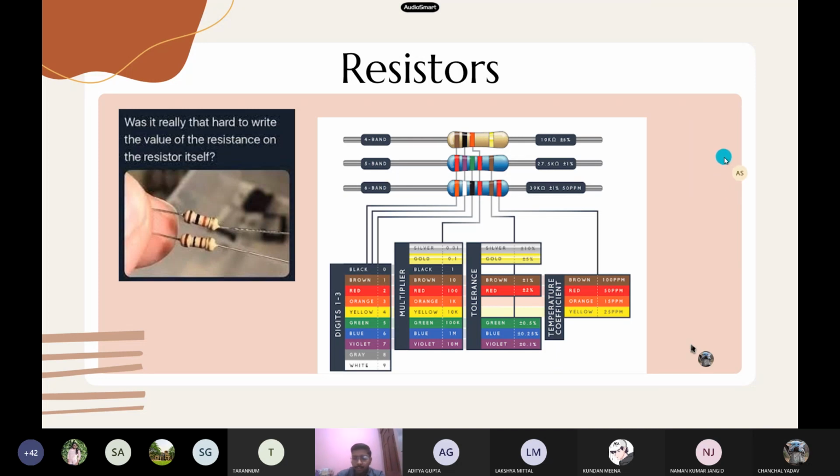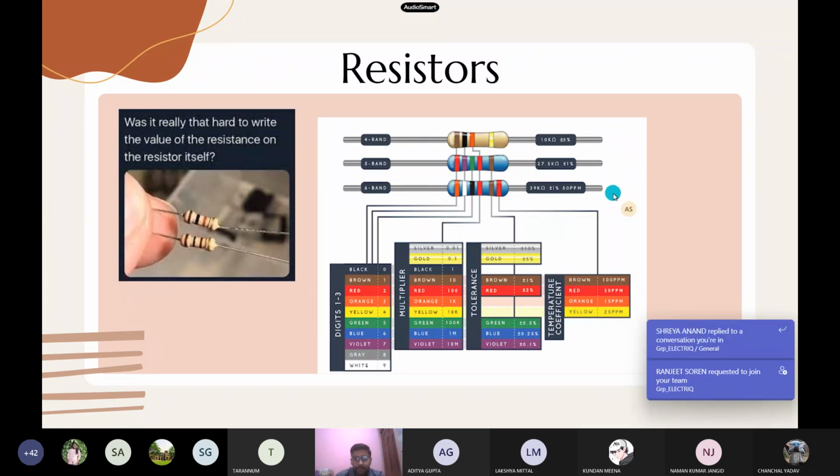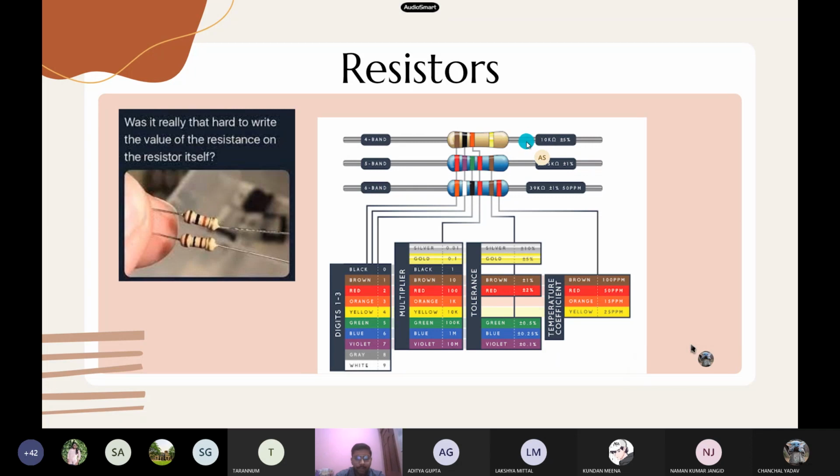You might remember from your previous classes that you learnt about color coding. So let's review it quickly. Here we have three types of color coding: 4 band, 5 band and 6 band. Depending upon the accuracy with which we want to calculate the value of the resistor, we use different types of color coding. For example, in this 4 band, the first two bands represent the significant figures, the third one represents the multiplier and the fourth one represents the tolerance.